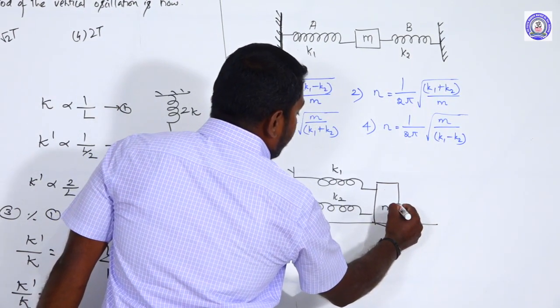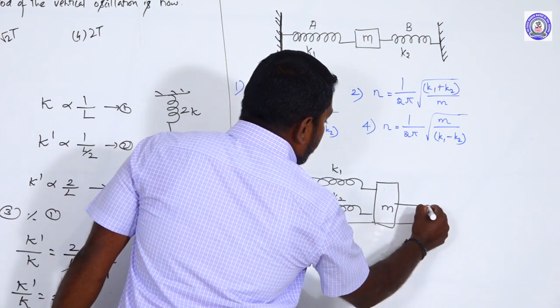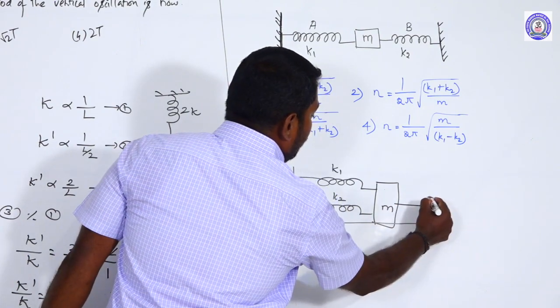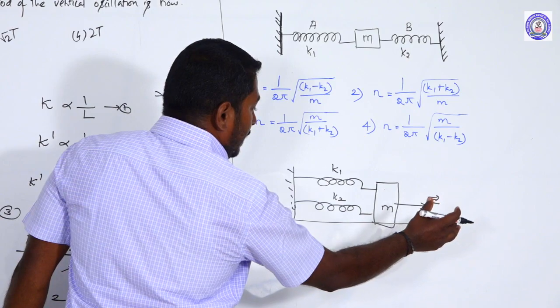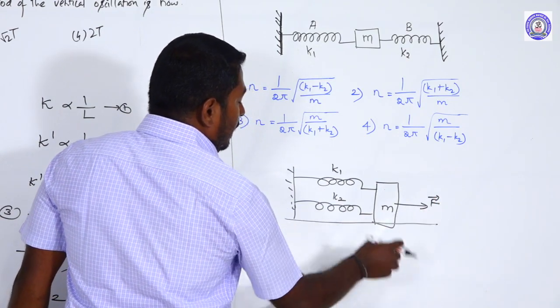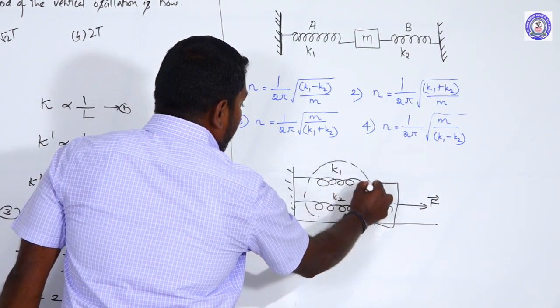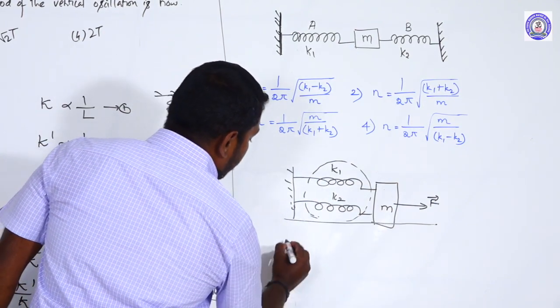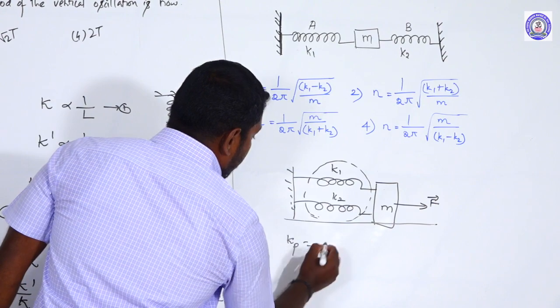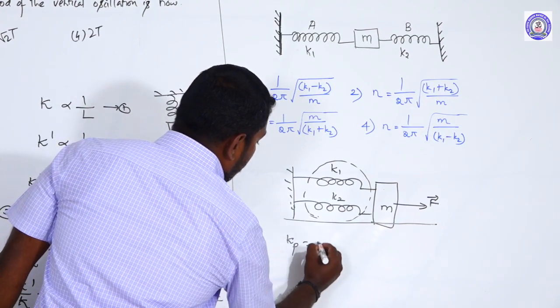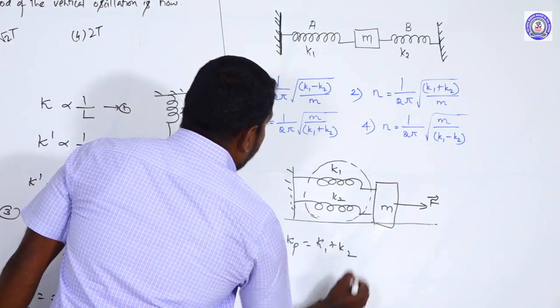Then the block of mass M is pulled towards the right side with an external applied force. Then after that, when released, it will execute linear simple harmonic motion. Now both springs are connected in parallel combination. So the effective spring constant connected in parallel, Kp, is equal to K1 plus K2.